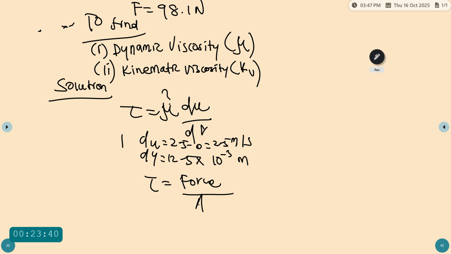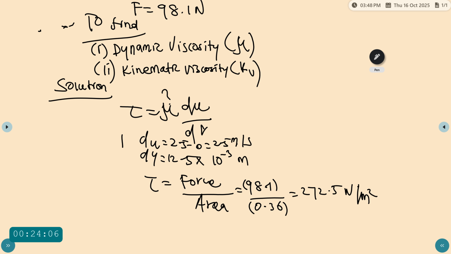We know shear stress is the ratio between the force and the area. So 98.1 divided by 0.36. Divide both the values. We will get shear stress tau, the answer is 272.5 Newton per meter square.